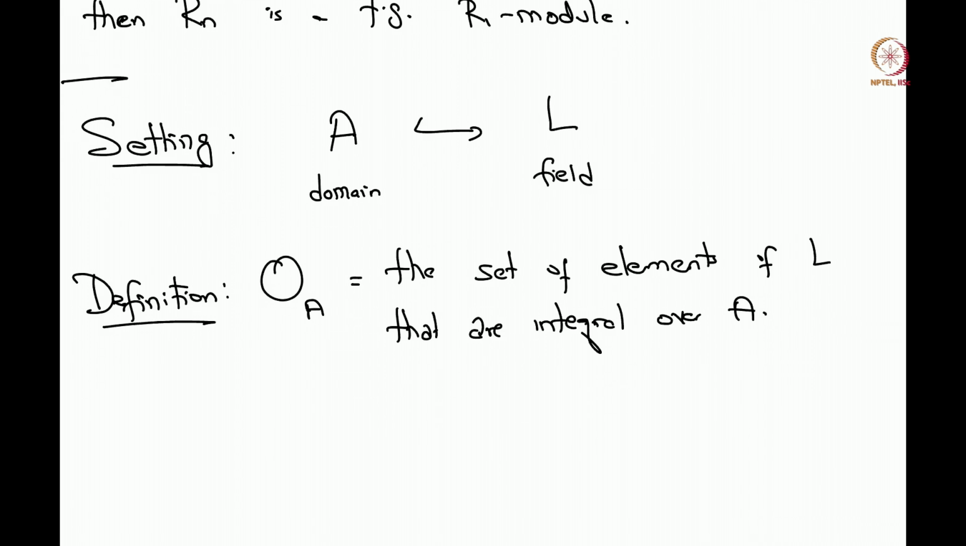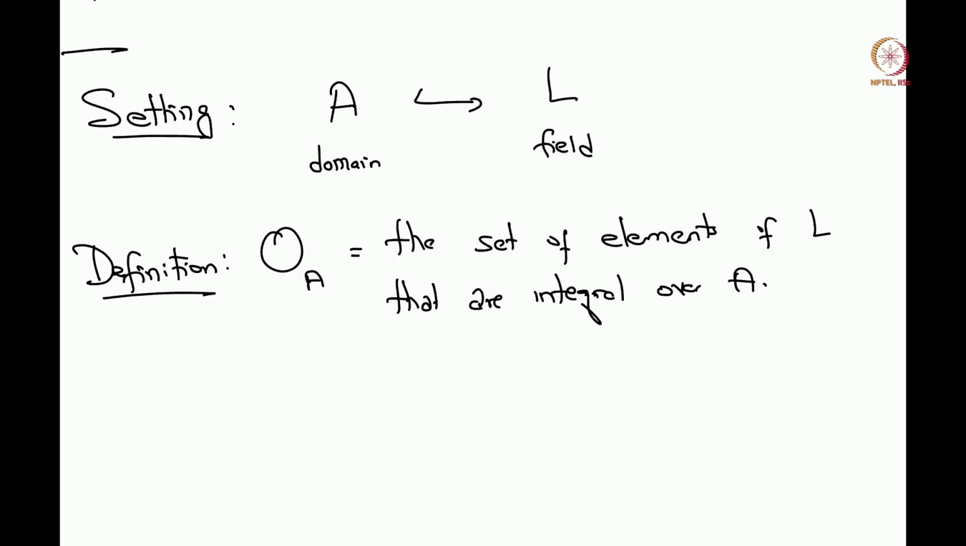Okay, it's just a definition. I'm considering a set which consists of all the elements of L that are integral over A. So it's just a set a priori. But the next proposition is that this set has some structure. It's in fact a ring.